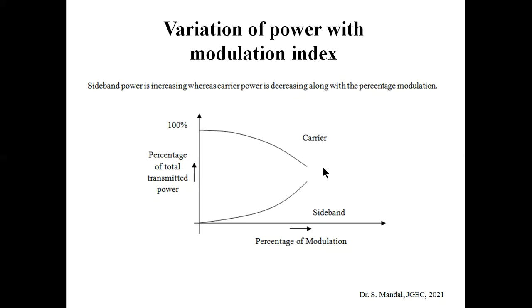So why? The total power is fixed, so mu has been increasing. The definition is xt max by A. To increase the value of mu, obviously we need to increase the value of xt max. Xt max is related to the message signal, which means sideband power is gradually increasing. As the sideband power increases, to keep the total transmitted power constant, the carrier power will gradually decrease. That's why we get this kind of graph.